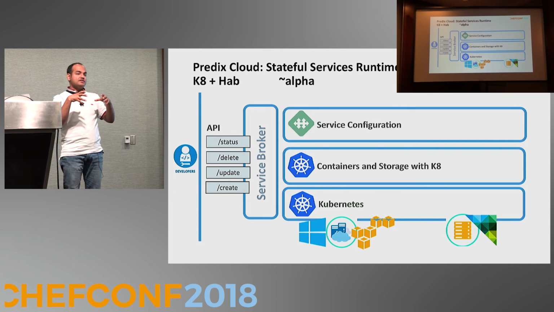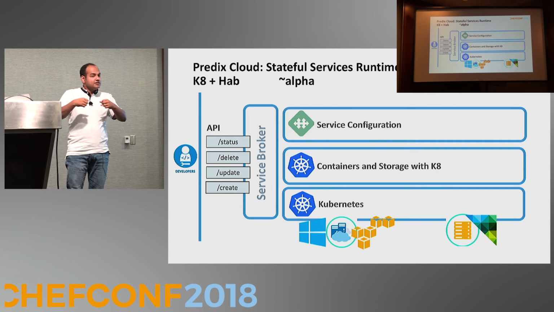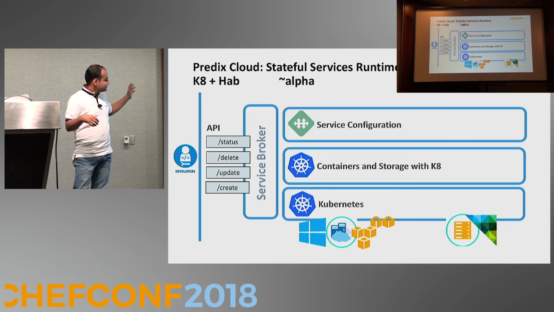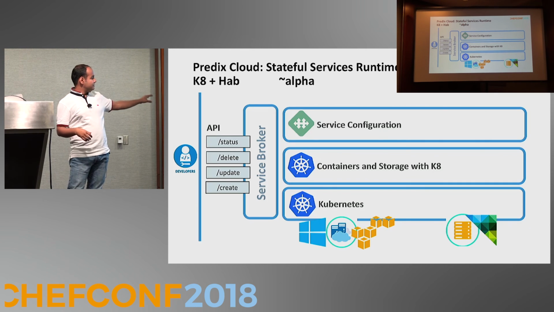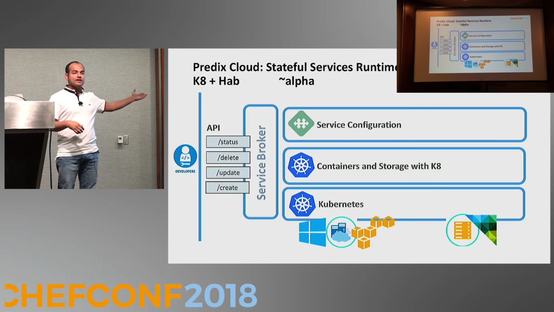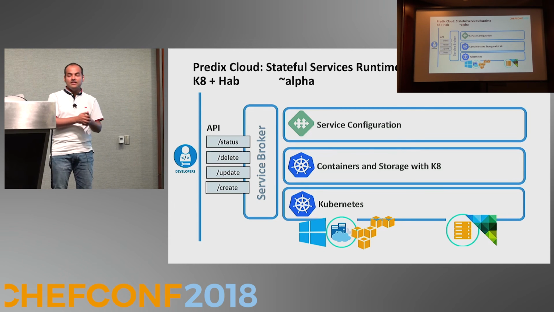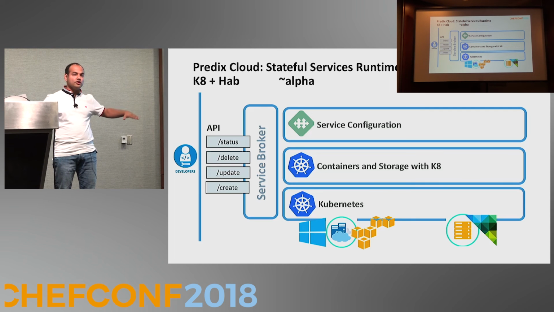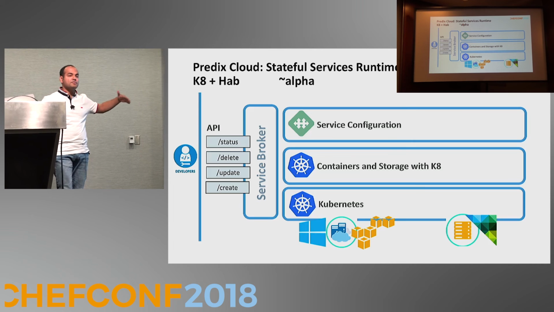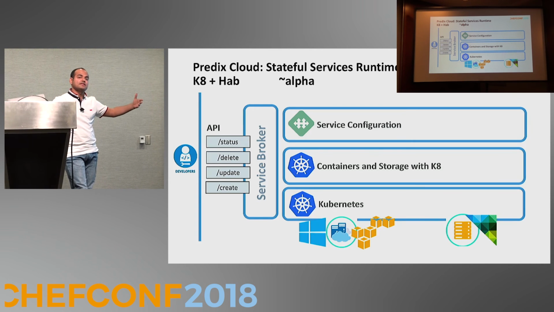And then the service which is going to run on the container is going to be configured by Hab. Kubernetes will be deployed on top of any cloud provider, like IaaS, Azure, they all have Kubernetes. You can deploy it yourself as well, but we're not going to go into that detail. So instead of VM storage, it's containers plus volumes plus Habitat.